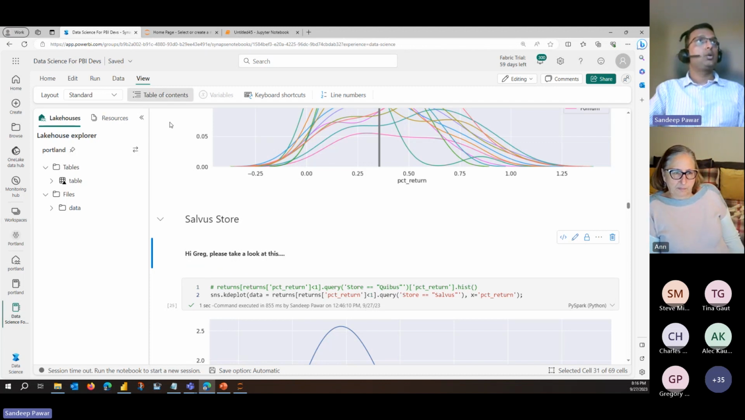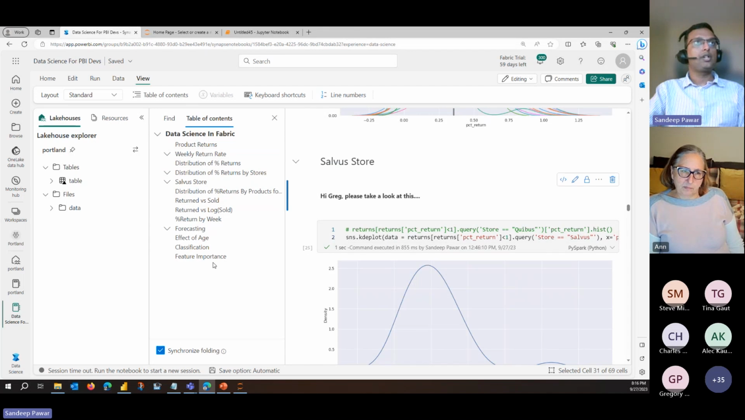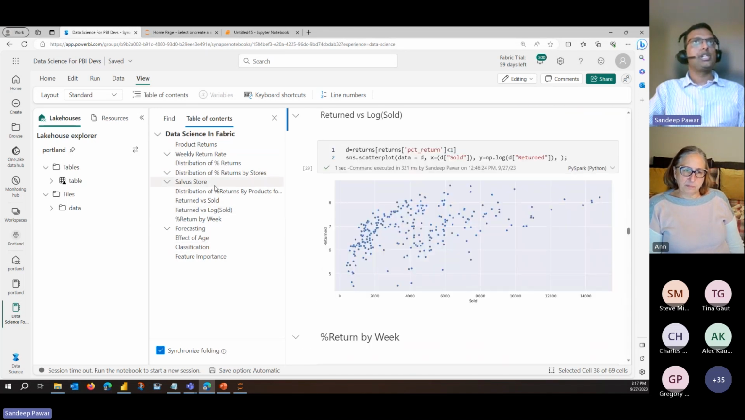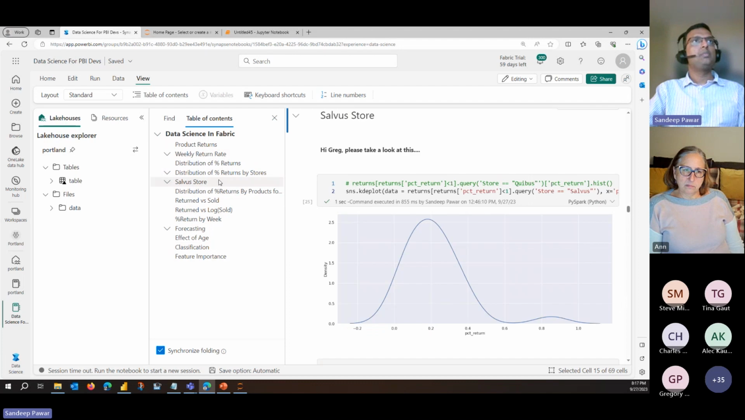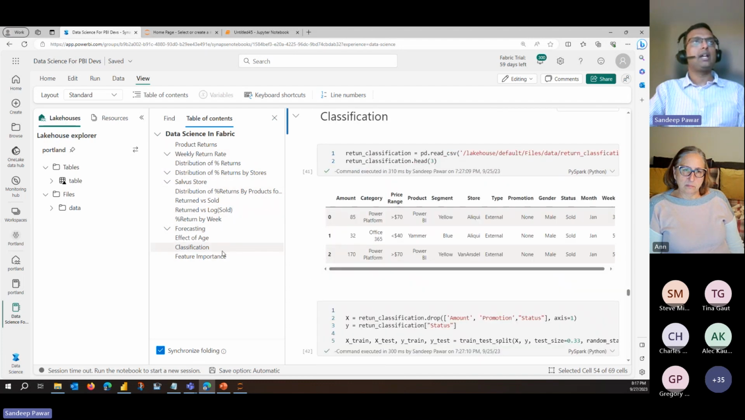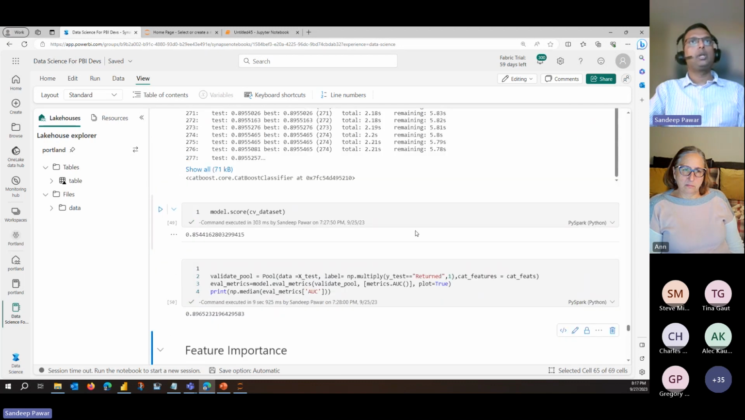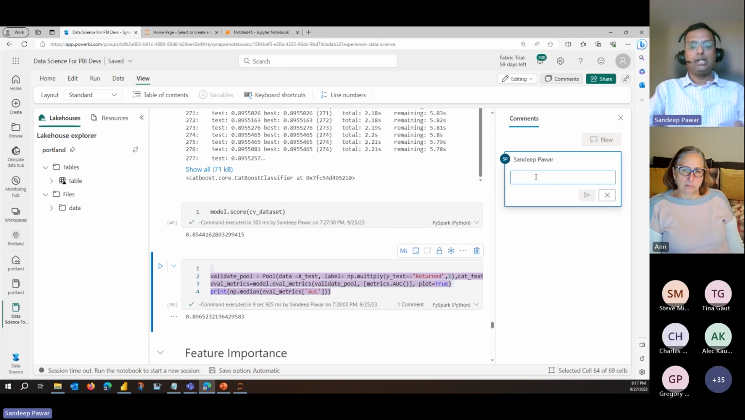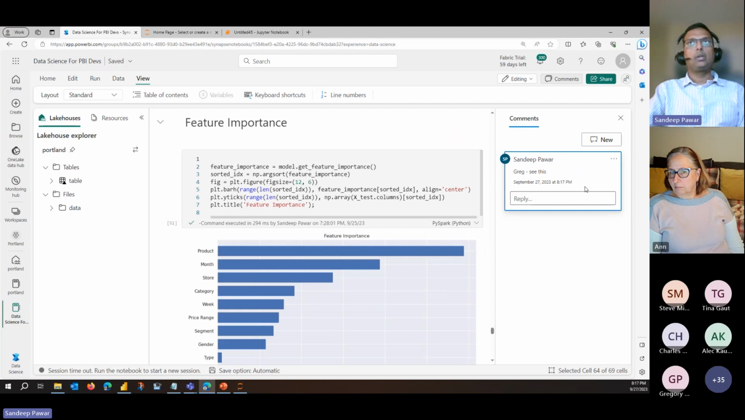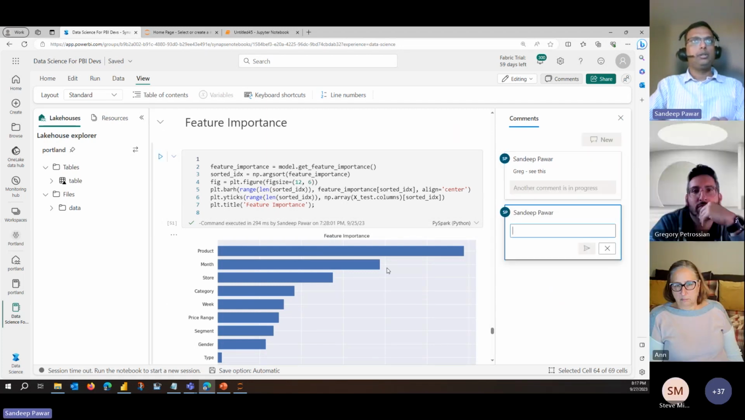In fact, I can create a whole table of contents here, so that the user you're sharing it with has some navigation, and you can lead them to each of those sections. On top of that, you can highlight text and add a new comment, and say, Greg, see this. And when Greg goes here, he can, in fact, let me go down here, and then I'll have to add another one.